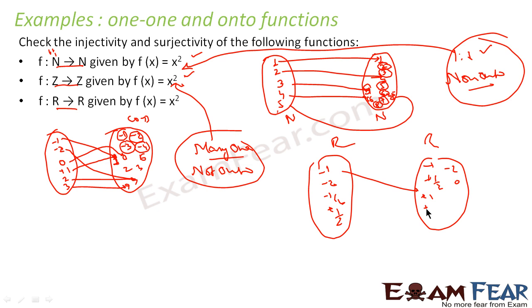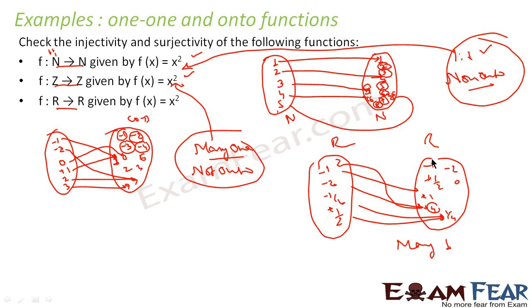And 2 square becomes 4. So +4 I'll take here. -1 by 2 squared becomes 1 by 4. +1 by 2 squared also becomes 1 by 4. Here if you have, let's suppose, a value called 4, so 4 will get the value. So if you see here, 2 and minus 2 give the same value, the same image for 4, 2 and minus 2. So it is not one-one, it is many one.